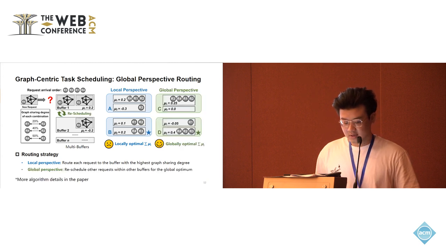We propose the global perspective routing to reschedule other requests, aiming for the global optimal. Case D represents the optimal scheduling.